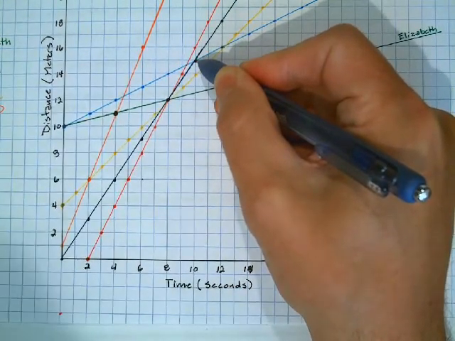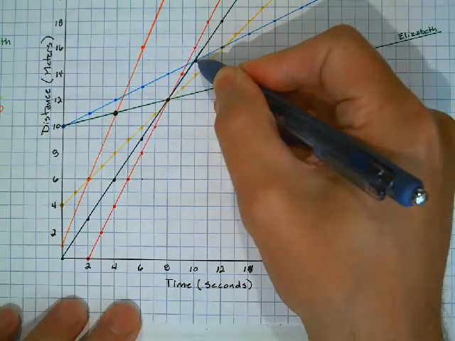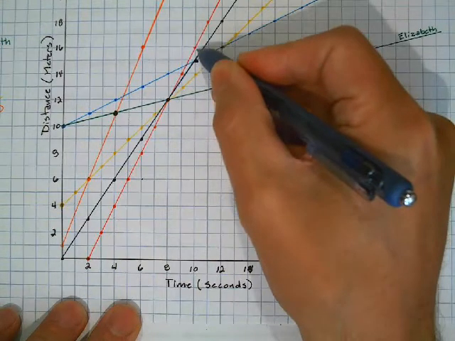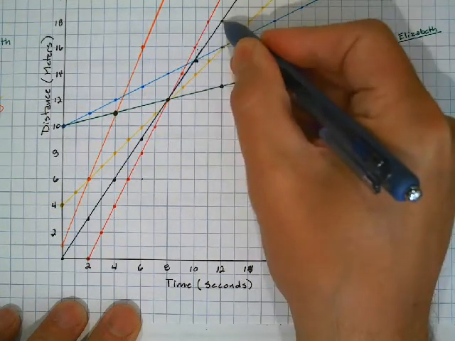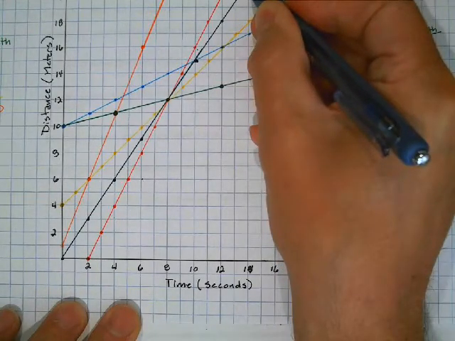Okay, now their rate was 3 over 2. So I went up 1, 2, 3 over 2. Up 1, 2, 3. I accidentally went over 1, but then noticed my mistake.